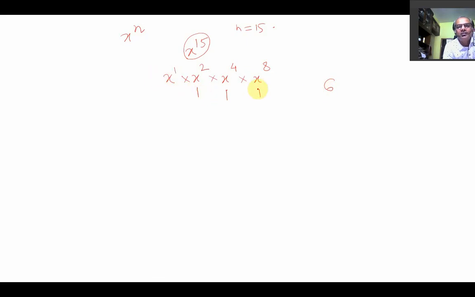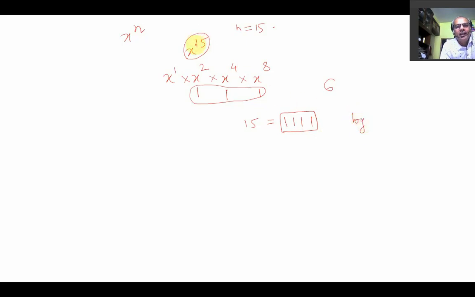Now how many steps? Initially, how many multiplications are there for finding this? If you represent 15 as a binary number, that is 1 1 1 1, the binary representation of 15. That means how many bits are needed? 4 bits. That means basically log n bits.